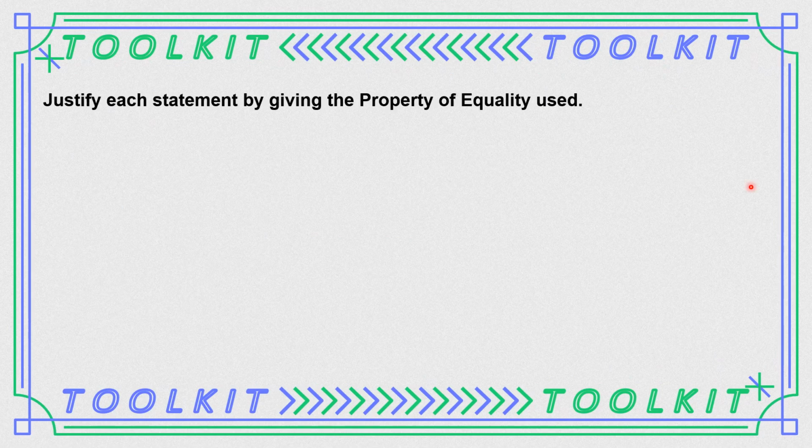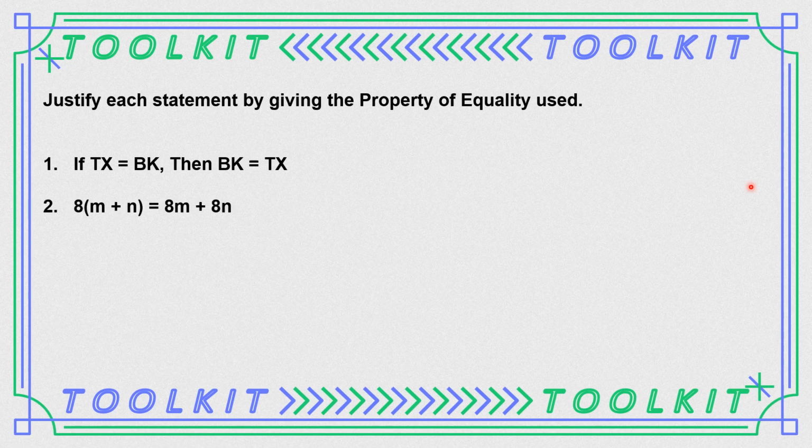So, let us justify each statement by giving the property of equality used. Number 1. If Tx is equals to Bk, then Bk is equals to Tx. So, what is the answer? So, the answer is symmetric property of equality. Okay. Bakit symmetric? Kasi po, yung given natin, pinagpalit lang siya ng pwesto. Tx, Bk, naging Bk is equals to Tx. So, symmetric po. Next, number 2.